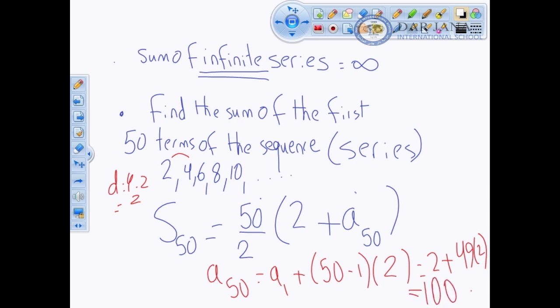So here, the 50th term is 100. We substitute it there, and we find the sum of the first 50 terms of this sequence, or 50 terms of this series.